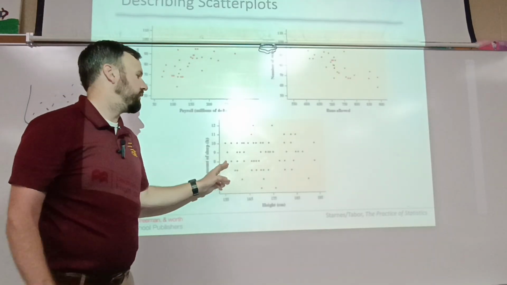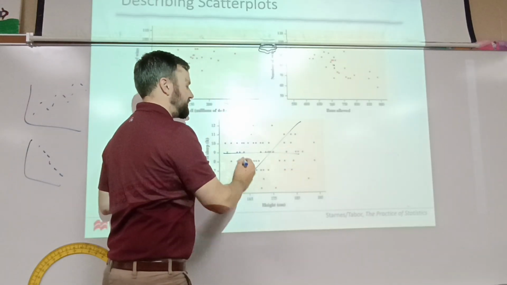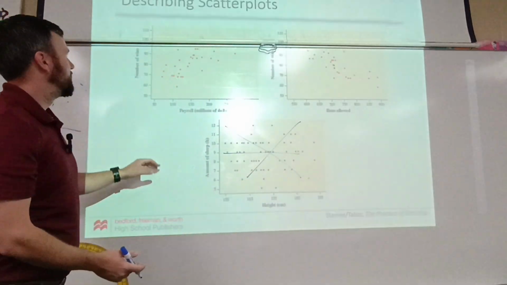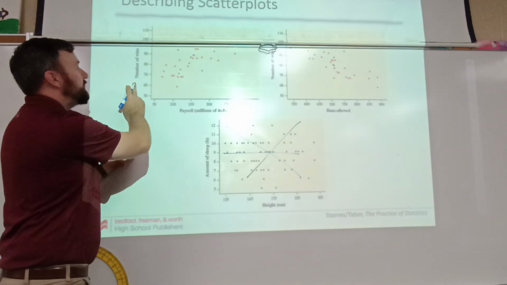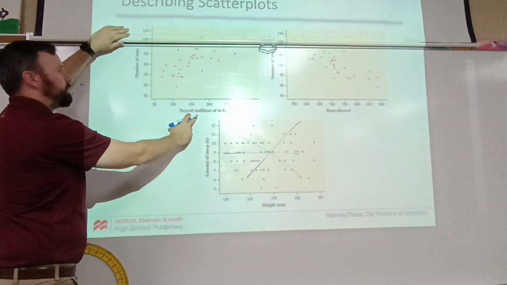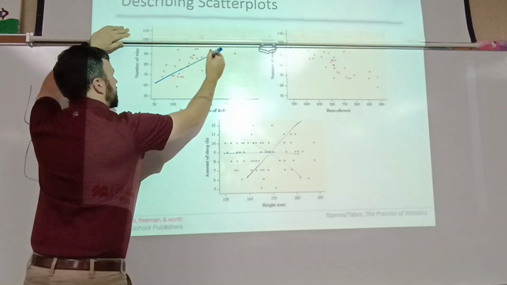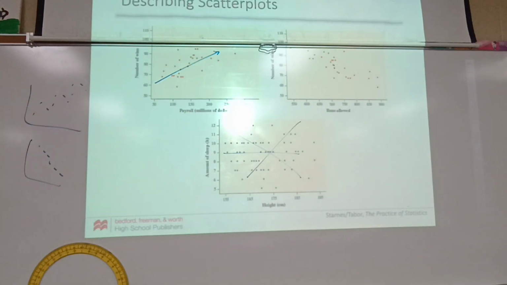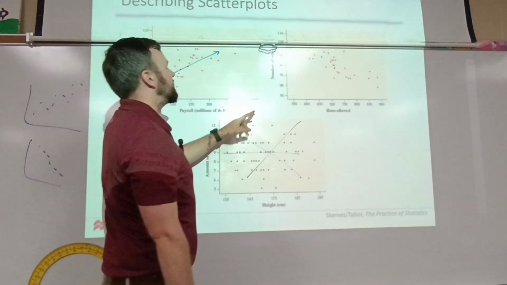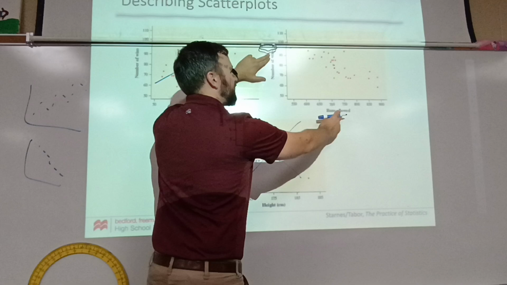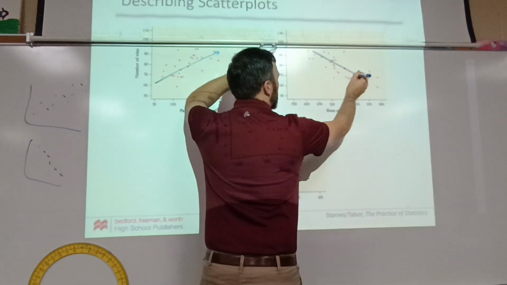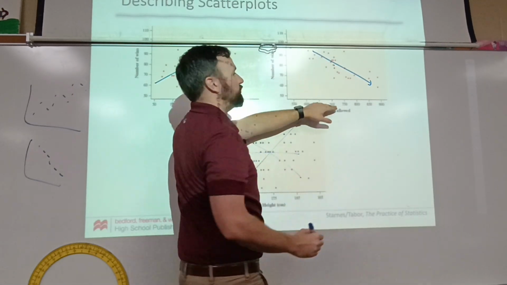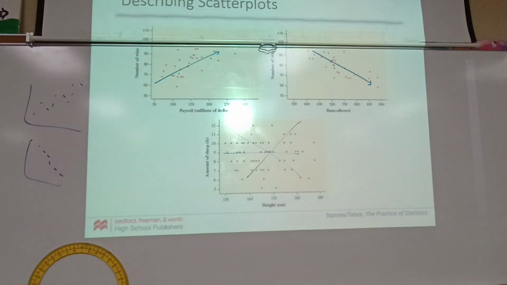That's a no. Can I draw a line through here that makes sense, or do all these lines kind of make sense? This is for baseball, number of wins compared to payroll. Is there a positive association between payroll and number of wins? Just ask the Dodgers. This is number of wins in baseball compared to number of runs allowed. The more wins you have, usually the fewer runs you've allowed, right? Negative association. Okay? Sound good?